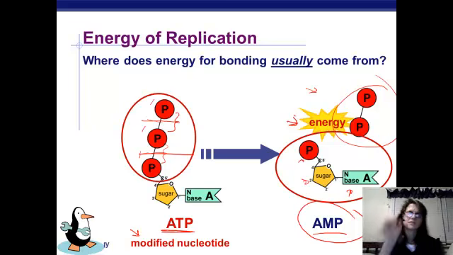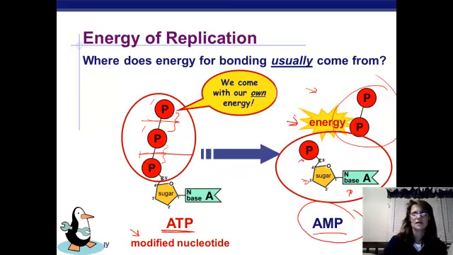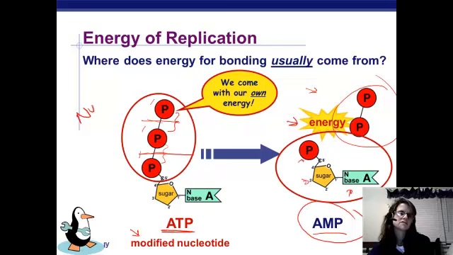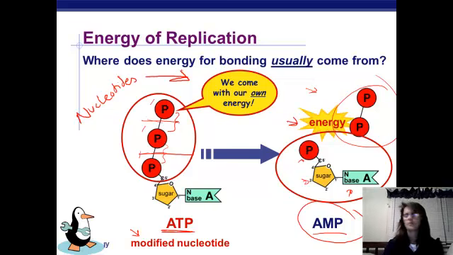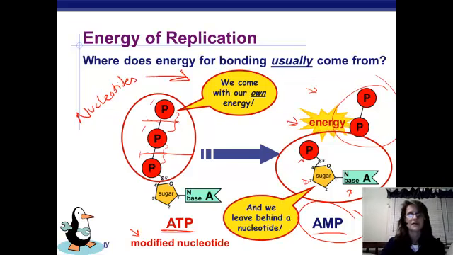That energy is going to be used to bond this to the DNA polymer. So basically what I'm trying to tell you is nucleotides, each of them comes with their own energy for their own bonding. It's really quite clever. They can energize their own bonding to create DNA. Okay?